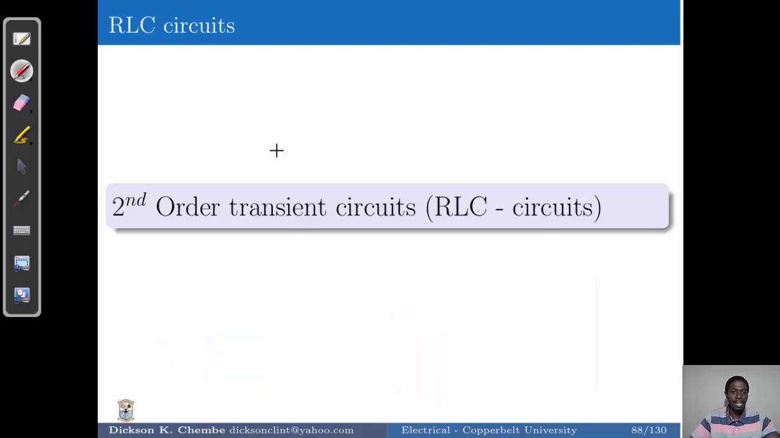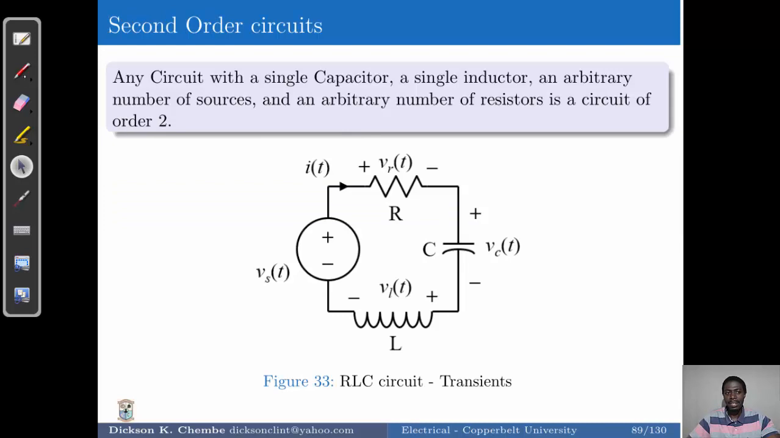We look at the theory, and then in the next video we'll look at a few examples. Now let's get into understanding what second order circuits are. Any circuit with a single resistor, a capacitor, and an inductor, with a number of sources and resistances, is defined as a second order circuit.